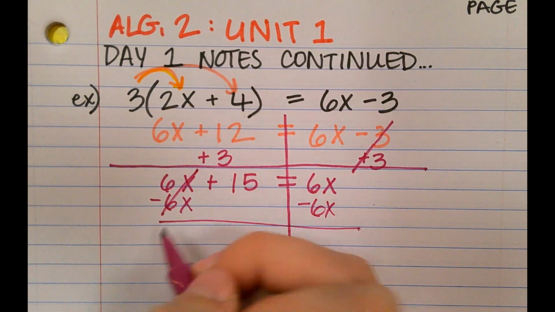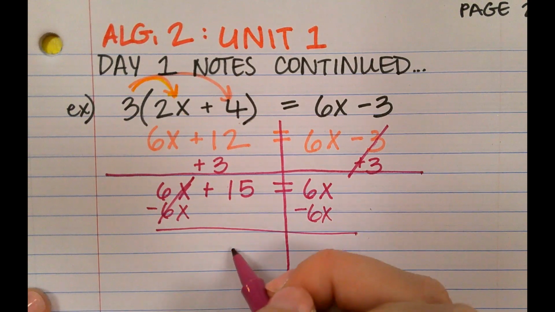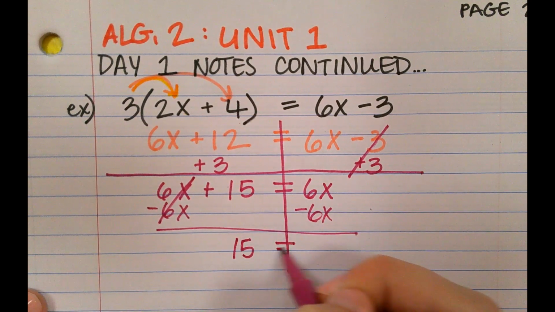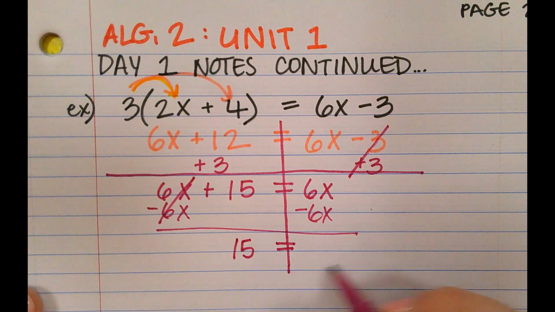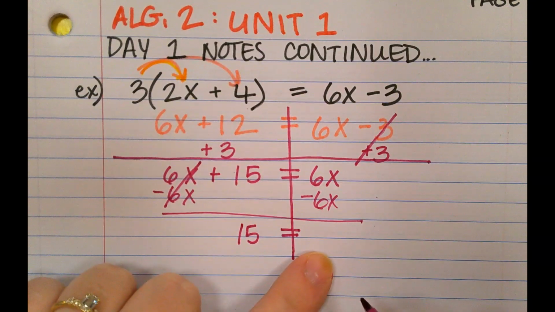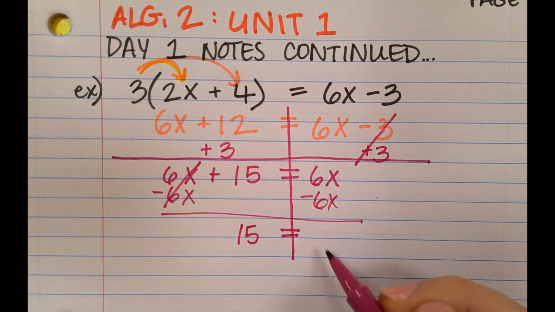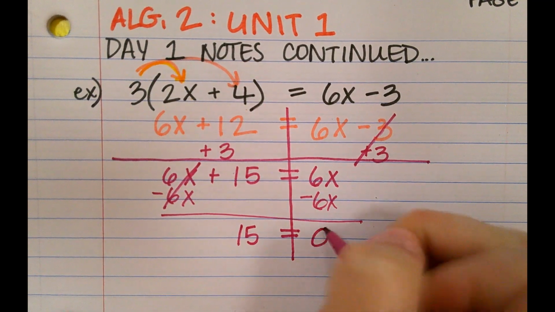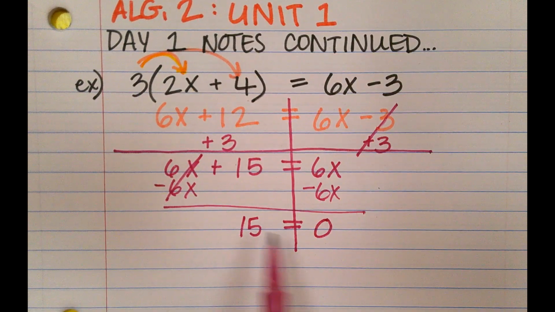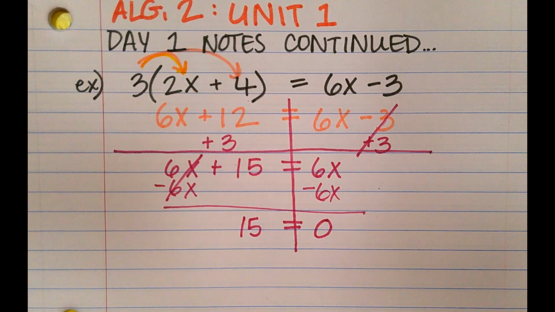Okay. So that would cancel. And then I have 15 equals, and well, if these cancel, I can't just say 15 equals nothing. What would this really be? Not x, because if I have 6 x's and then I take all 6 x's away, what am I left with? 0. So let's ask ourselves, 15 equals 0. Is this true? No.